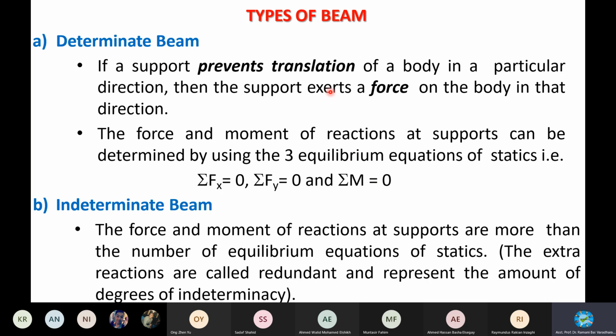So I repeat, if a support prevents translation of a body in a particular direction, then the support exerts a force on the body in that direction. All of you know that when you are standing and somebody pulls you, you will get displaced, right? If suddenly 100 tons is put on your head, you will sit down, right? You will cramp. So like that, whenever there is a load acting, there is a displacement or a translation, a deformation taking place, right? The force and moment reactions at supports, or the response of the member, can be found by applying these equations. All the unknowns, the responses, the reactive moments and shear forces can be found by applying these equilibrium equations.